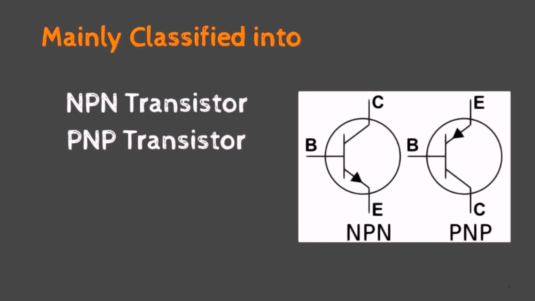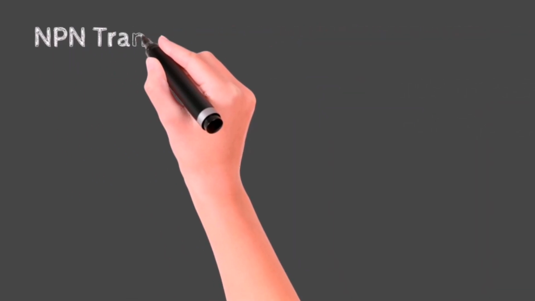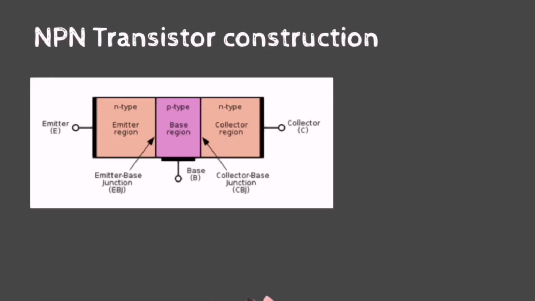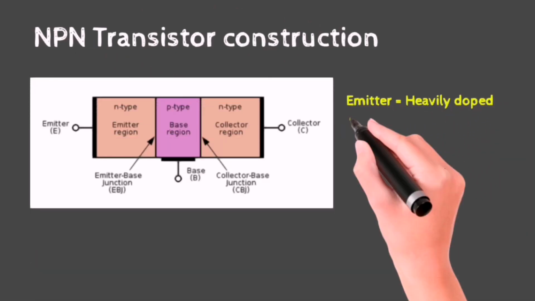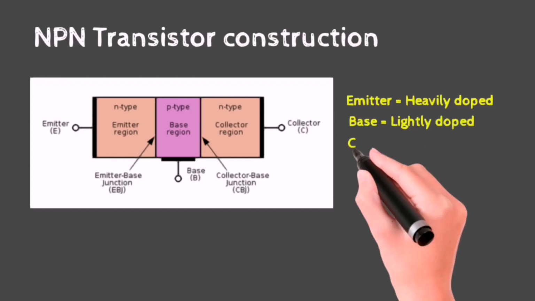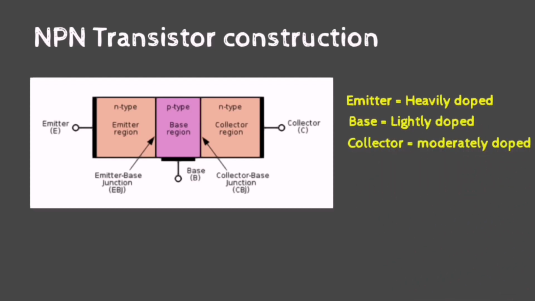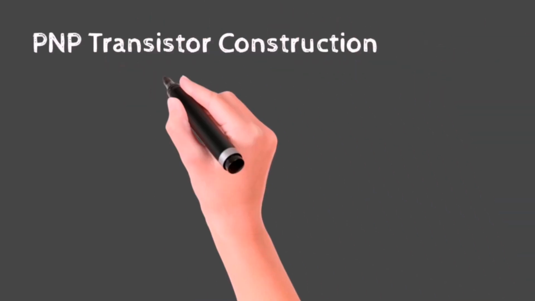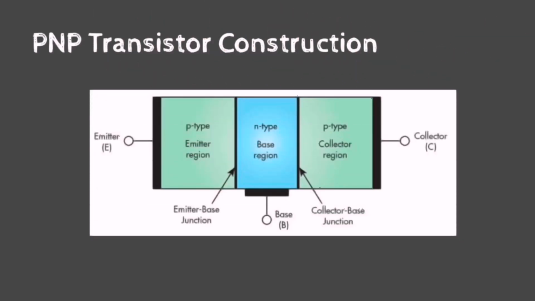Now, let's see the construction of the NPN transistor. In an NPN transistor, the emitter and collector are doped with N-type impurity, and the base is doped with P-type impurity. On the other hand, in a PNP transistor, the base is doped with N-type impurity and the emitter and collector are doped with P-type impurities.